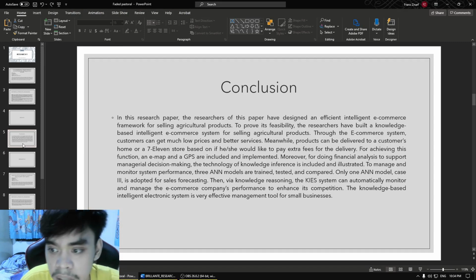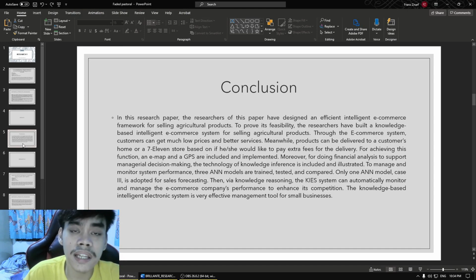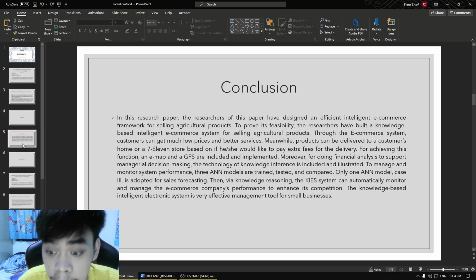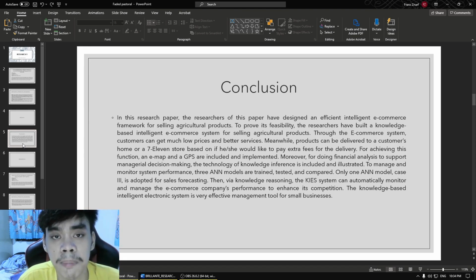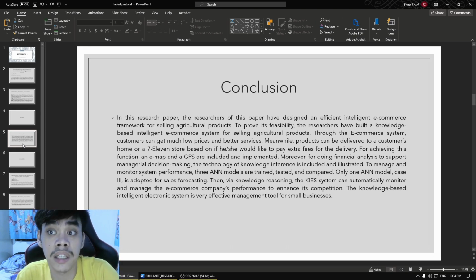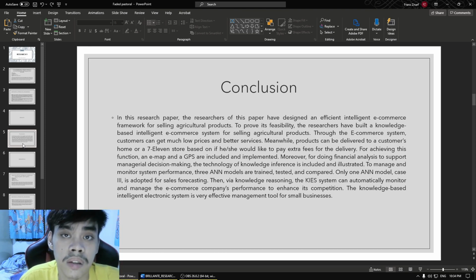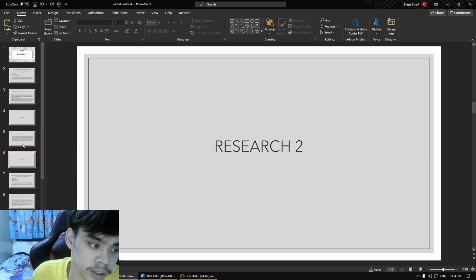The conclusion is that the researcher designed an efficient intelligent e-commerce system with GPS and EMAP. As you can see in the results, the system provides data about the financial profits and the sales trends, and also provides solutions or alternatives for the near future. As you can see, the system is really working with those two AIs, the rule-based and the case-based AIs. So let's go to research number 2.